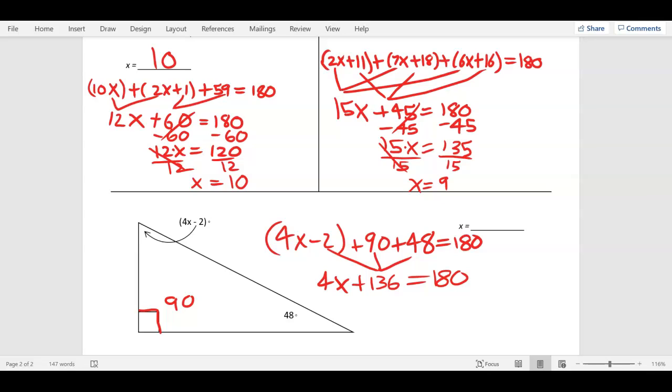Now, solve for x, get rid of the loner. The opposite of plus 136 is also negative 136. 4x equals 44. Okay. And then last step to get rid of that coefficient 4 that's being multiplied is divide by 4. And we get 11. Okay, x is 11.